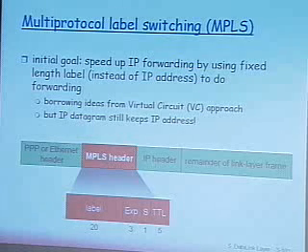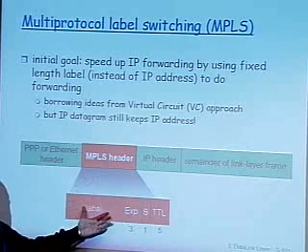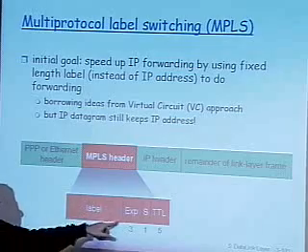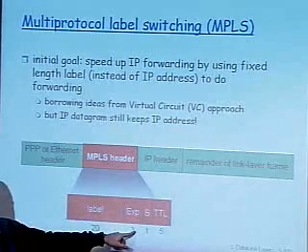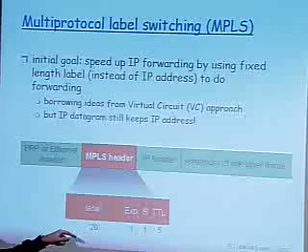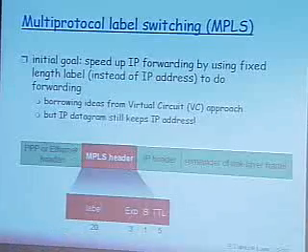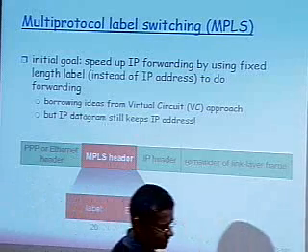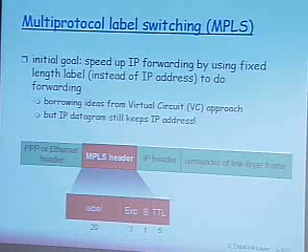You don't have to look up the tables. You still have to look up this MPLS base table. But now you have a fixed length header and a fixed length label. That lets you switch very fast. So take an example.